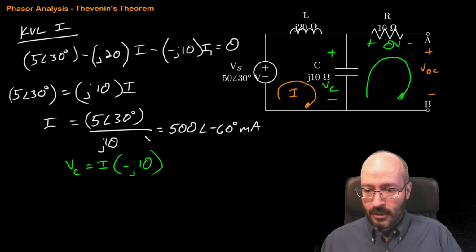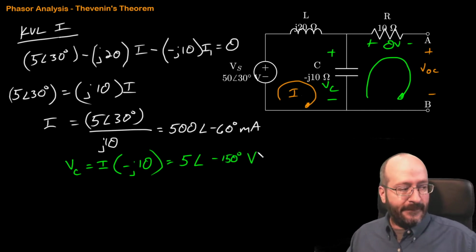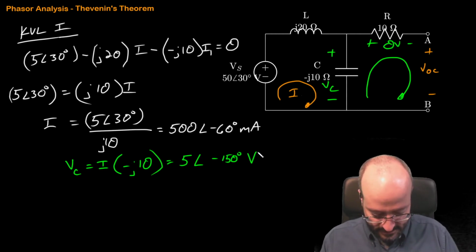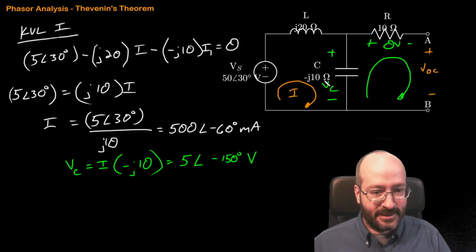Okay, so let's see, we take I and we multiply it by negative J10. So it's going to be 5 volts at an angle of negative 150 degrees. And that's going to be in volts. Again, I don't trust myself. So we're going to multiply that by 0, negative J10. I should have trusted myself. I was right. Good for me.